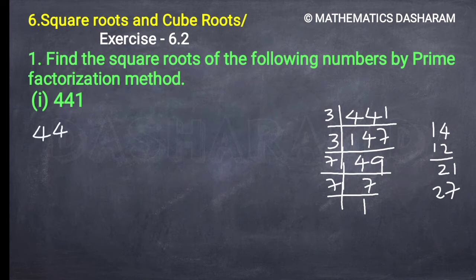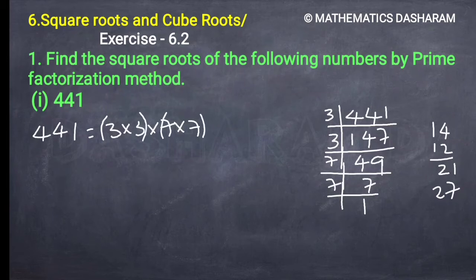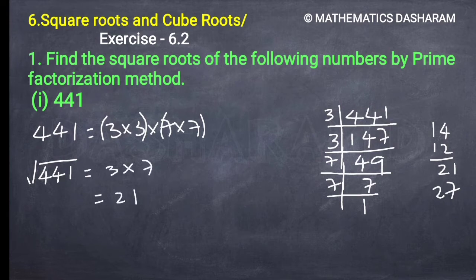So 441 equals 3 into 3 into 7 into 7. Here we can take the pairs. There are a total of 2 pairs with equal factors. Therefore the square root of 441 equals 3 into 7, which is 21. So the square root of 441 is 21. Let's verify the answer.